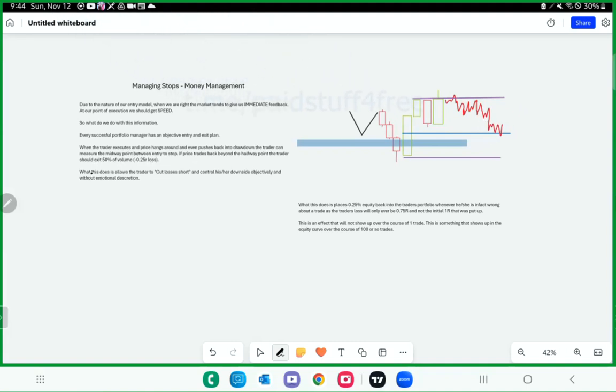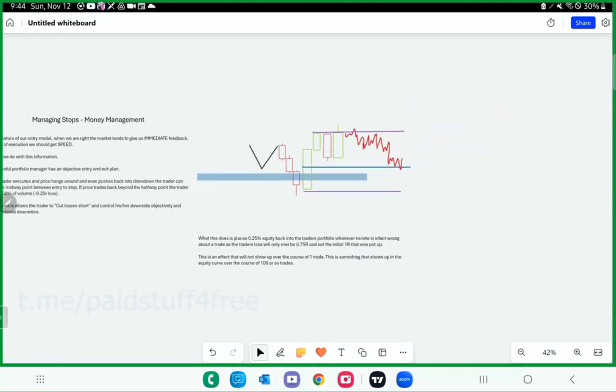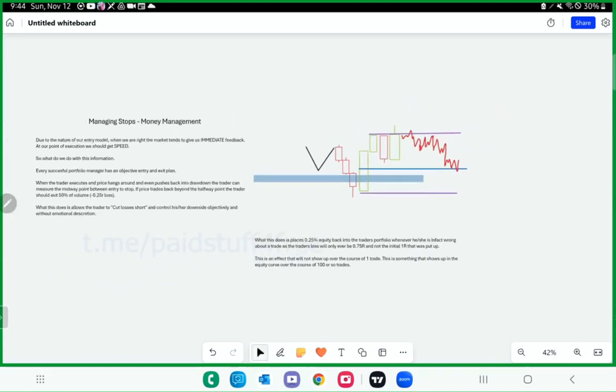Okay. So now what this does is it allows the trader to cut losses short, right? That cliche phrase, which is super important, and control his or her downside objectively and without emotional discretion. So this is something that you won't see in one trade. You won't see it in two trades. What you'll see is over the quarter, right? Every 4 losses, you're placing 0.25 back into your portfolio. You don't know it. Well, you should know it, but you're not going to see it.